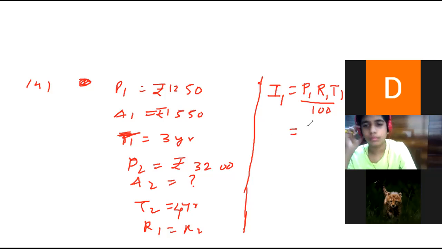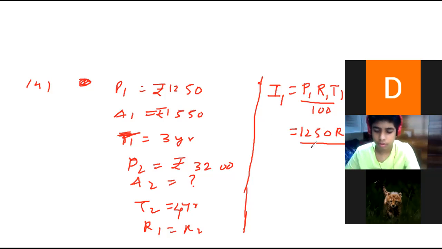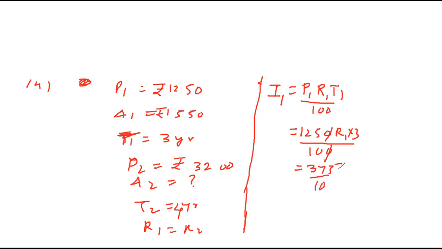Okay, let us solve this. P1 is 1250. R1 I don't know. T1 is 3, upon 100. A 0 I can cancel. So this will become 375 upon 10 times R1. First equation followed.